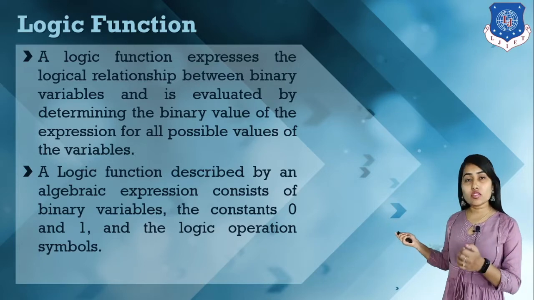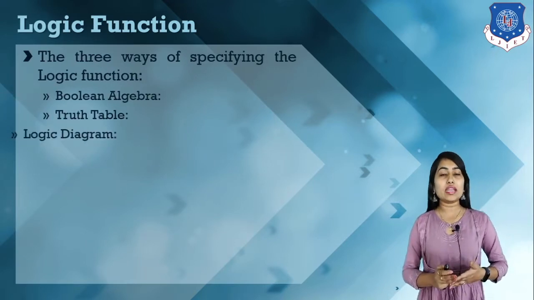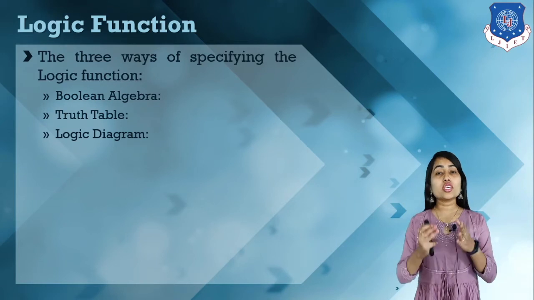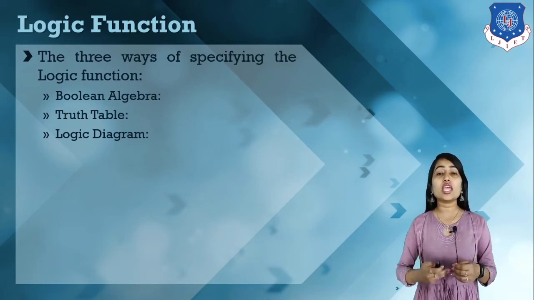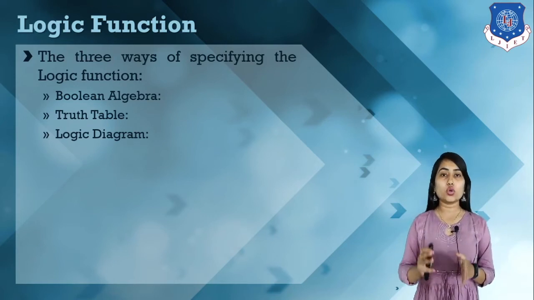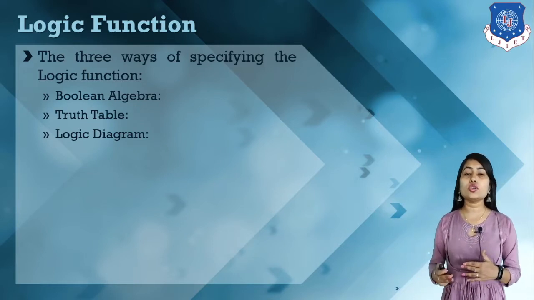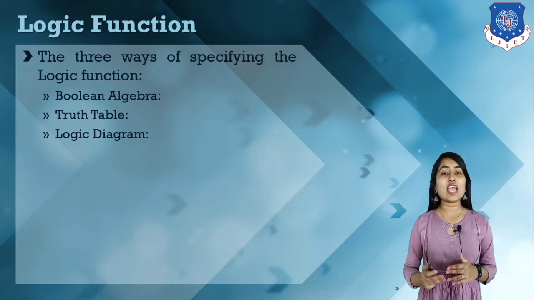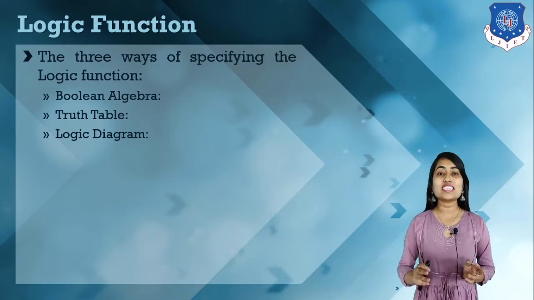There are three ways to represent logical functions. First, Boolean algebra, then truth table, and logical diagram. Using these three ways we can represent a logical function. We can identify the behavior of a combinational digital circuit. Okay, so using Boolean algebra, truth table, or logical diagram, logical functions can be expressed for different types of combinational digital circuits.